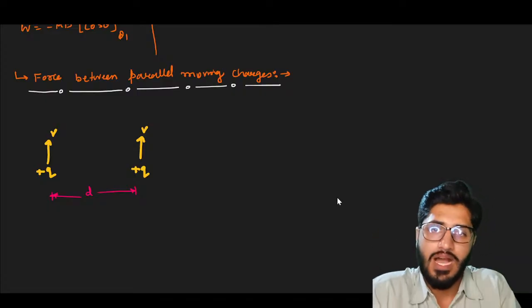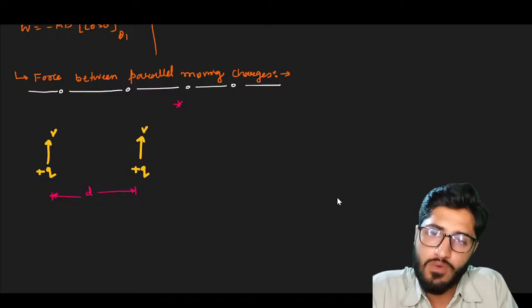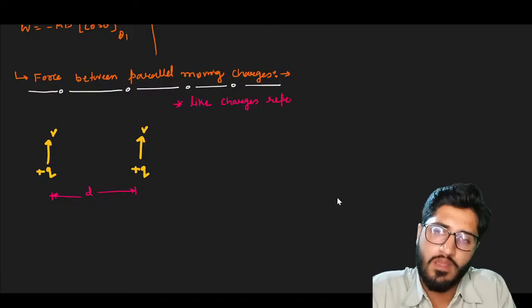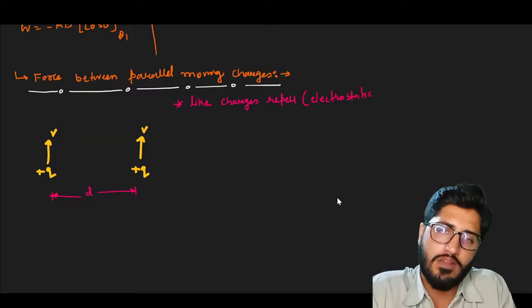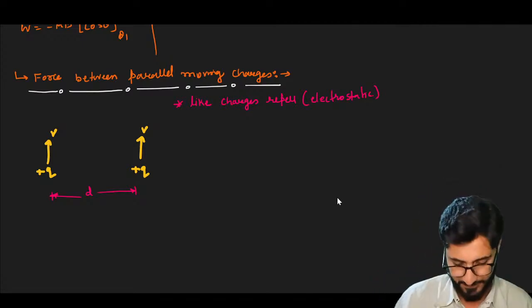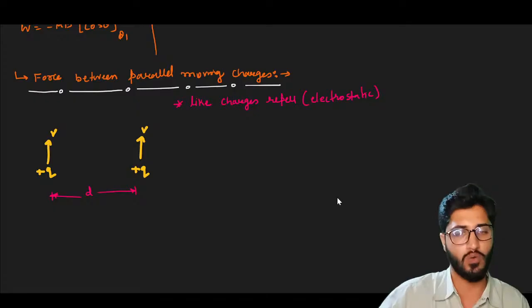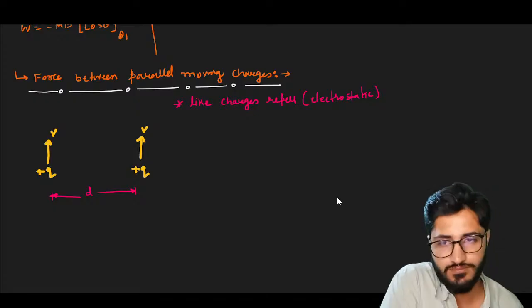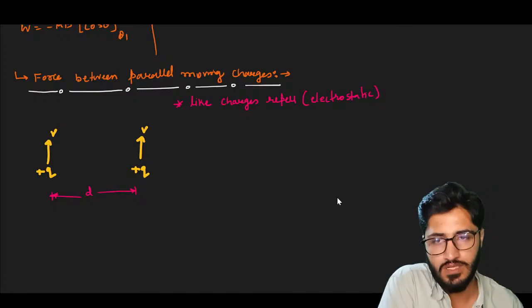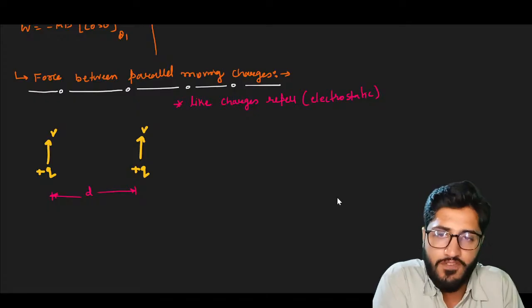Okay, I guess one property that we know, like charges repel. We know it now. From electrostatics, I guess this property we concluded in the electrostatic chapter, that if we are having two like charges, they will repel each other. We know it. Done? Okay. So what will be the force of repulsion between these two?